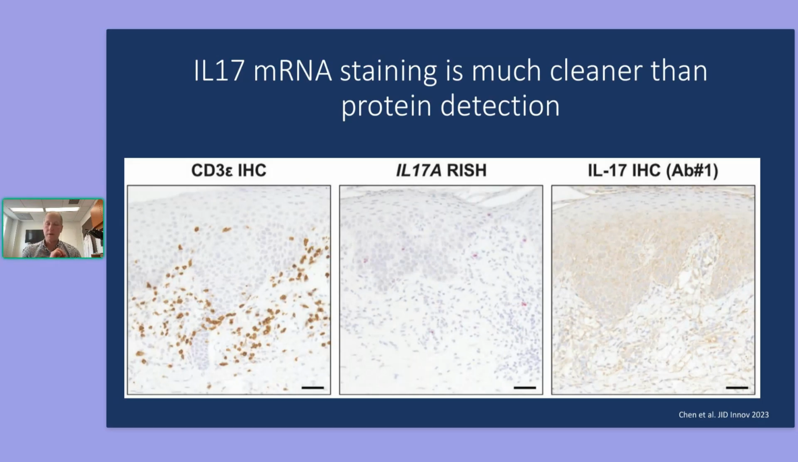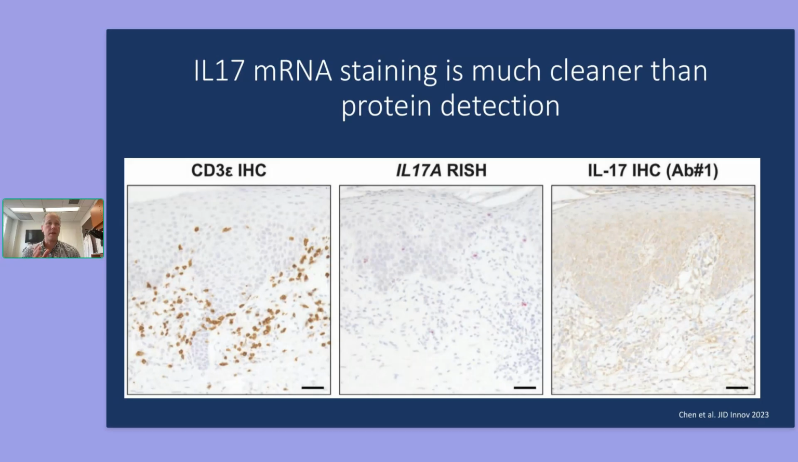And our group tried out every commercially available IL-17 antibody we could find when we started doing this work. And when you see all the tissue turn brown, and we know that it's a T cell derived signal, and we see keratinocyte staining, we see fibroblast staining, we see endothelial cell staining, it's just really unsatisfying as a diagnostician and as an immunologist. In contrast, when you look at the RNA in situ hybridization, you see distinct individual cells that are producing the cytokine, and they're often in the epidermis. And actually, in most cases, they're in the epidermis.